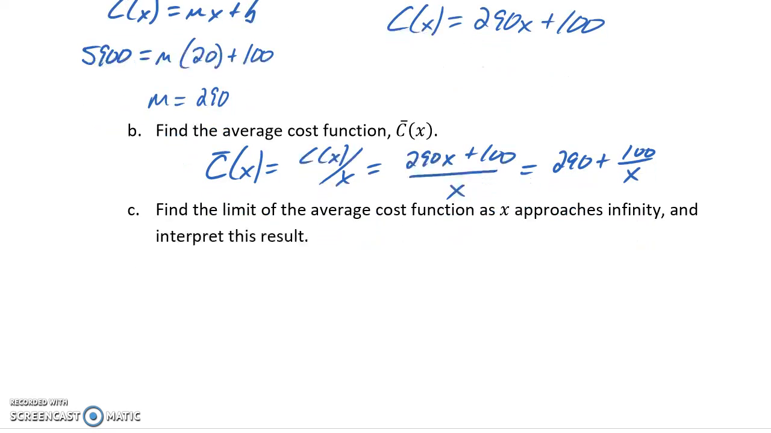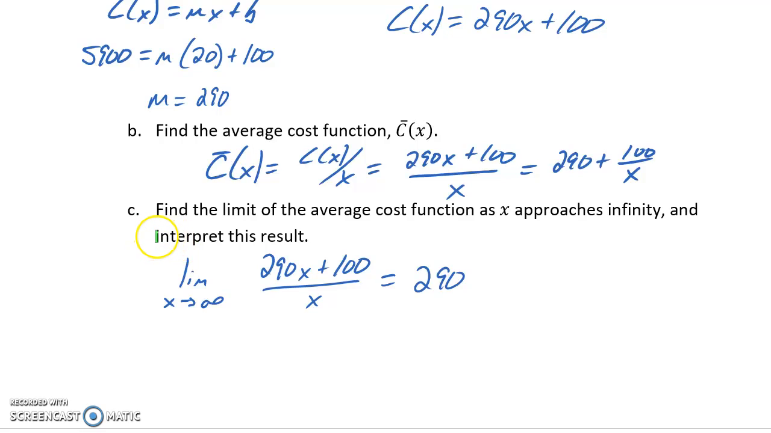In part C then, we want to find the limit of the average cost function as x approaches infinity, and then interpret that result. So what that means is we want to find the limit as x approaches infinity of this average cost function, and we can use that in either form. And then using the techniques we talked about in the last video, we could plug that into Wolfram Alpha to generate a result of 290.